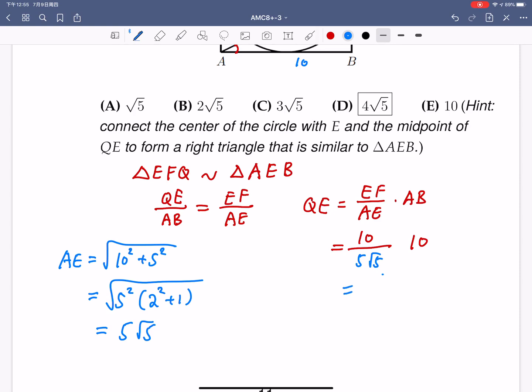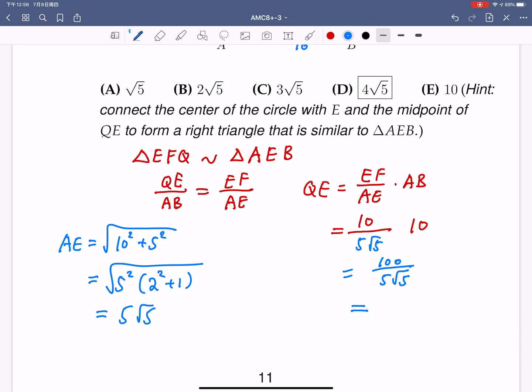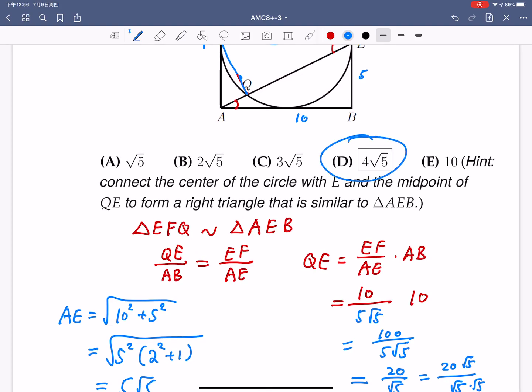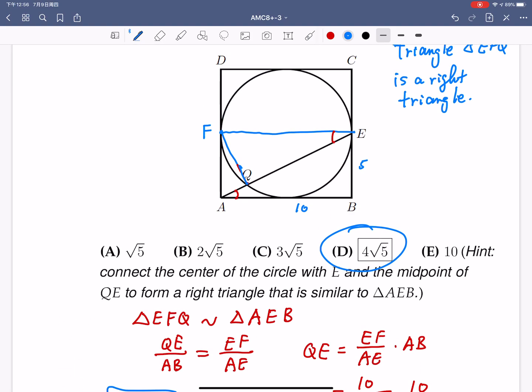And this would be equal to 100 divided by 5 square root 5, which is equal to 20 over square root 5. We can further simplify it by multiplying square root 5 on both the numerator and the denominator, and we would get 20 square root 5 over 5, which gives you 4 square root 5. So the correct answer is D for this problem.